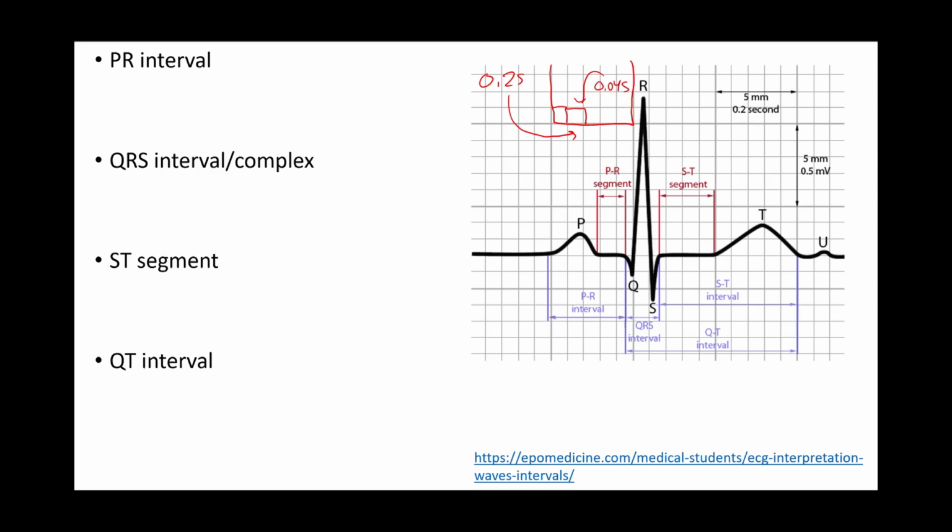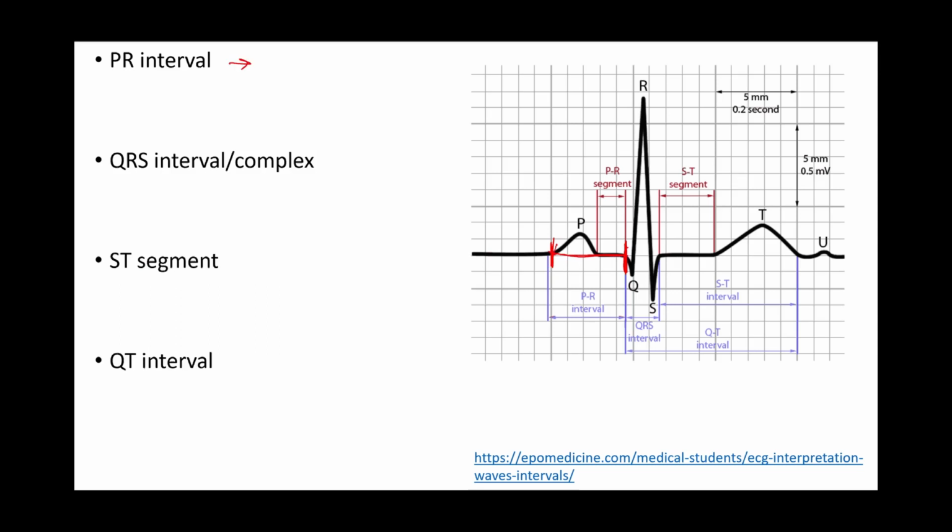Okay, so let's talk about the intervals, segments, and complexes. The first one is the PR interval. The PR interval contains everything from the beginning of the P wave to the beginning of the QRS complex. I know the naming kind of makes it confusing because it does contain an R, but the PR interval is always from the beginning of the P wave to the beginning of the QRS complex, whether the QRS complex begins with a Q going down or with an R going up. That is your PR interval.